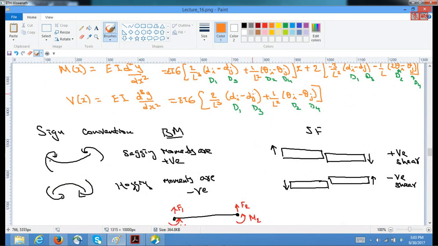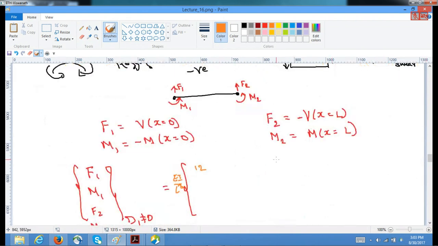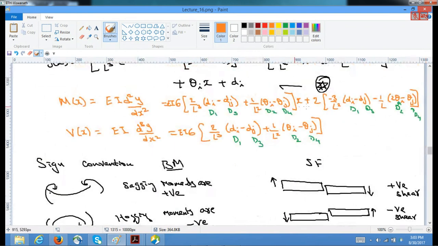And only D1 is present, all other things are 0. The positive sign convention comes with a minus V here. So this guy is minus 12. Similarly, I take M and substitute x equals 0 with a negative sign. So when I substitute x equals 0, this entire term gets knocked off and only this term remains, and only D1 is present, all others are 0. So I get minus 6 L square EI.